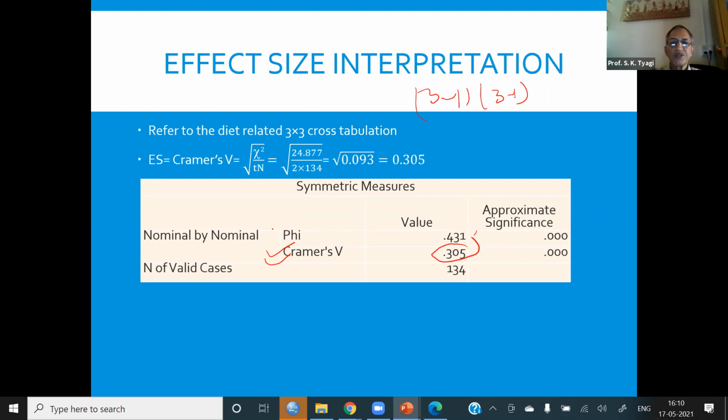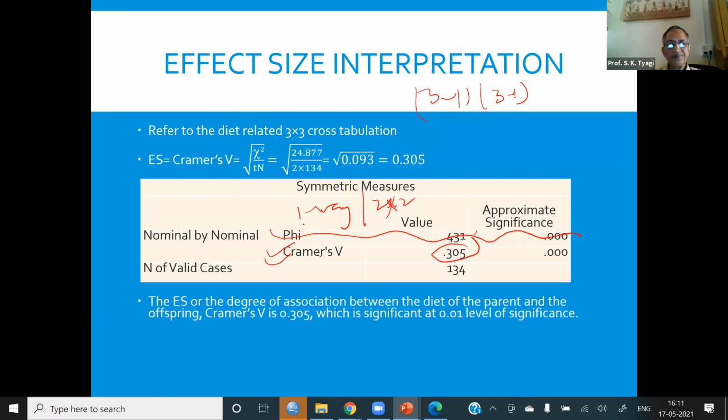Phi we will not be using because it is not used in cross tabulation. It is used in one way or 2 by 2 cross tabulation. In 2 by 2 actually we can use this as this, both are the same.